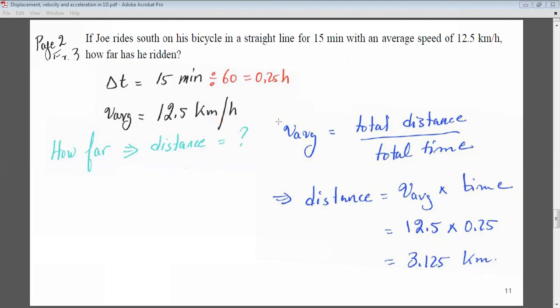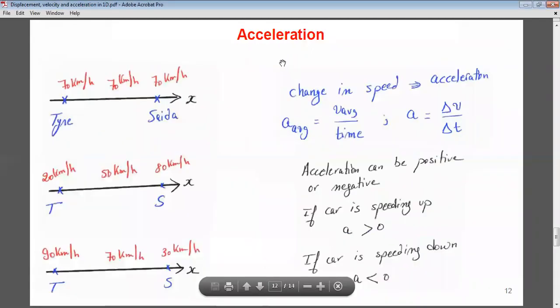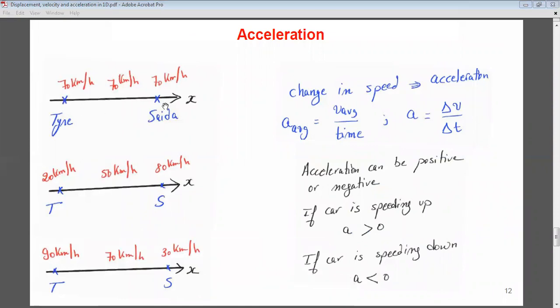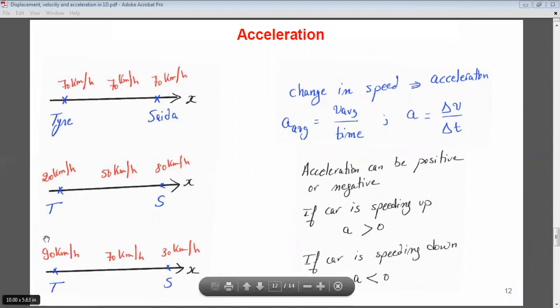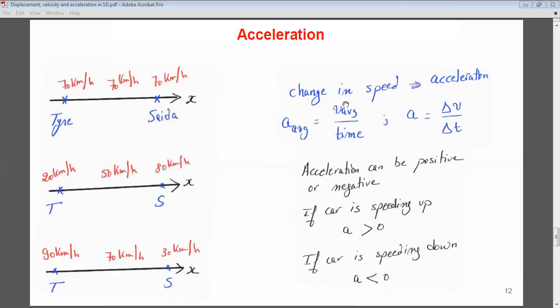Last notion for the day, and we're almost done, is acceleration. It's very rare that someone can go from Sur to Saida at the same speed. Like if he starts at 70 kilometer and he remains at 70 kilometer the whole way. Usually what happens, he will start at some speed and speed up, or he will slow down. So this change in speed is acceleration.